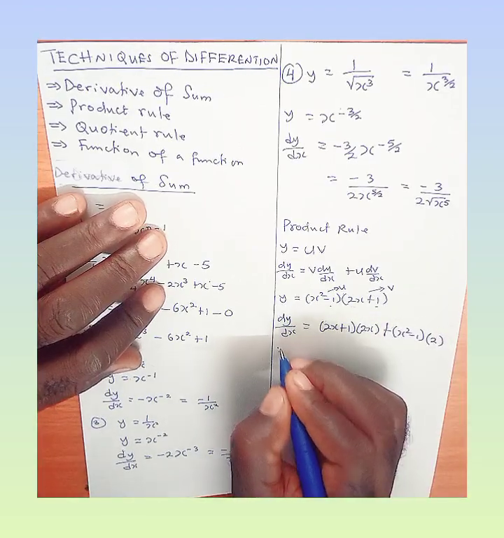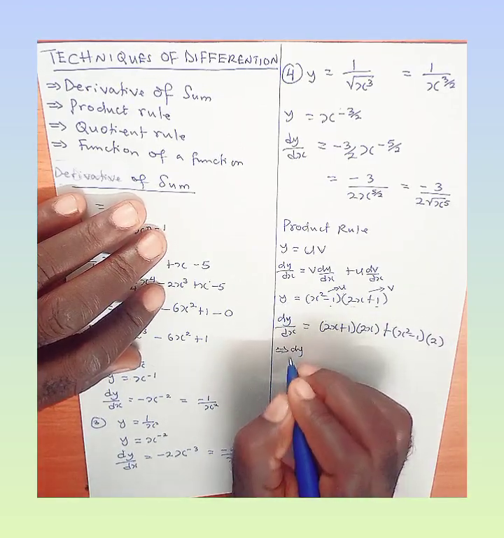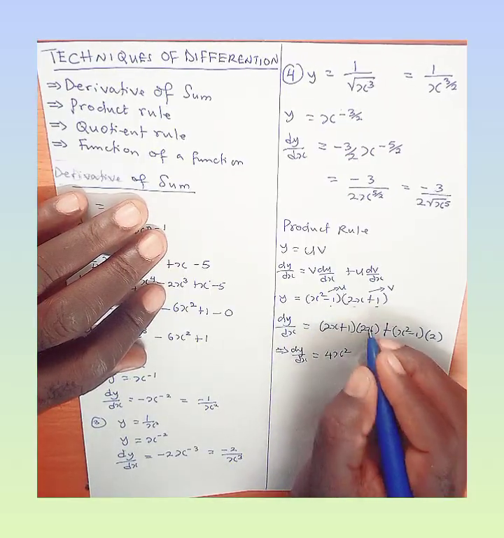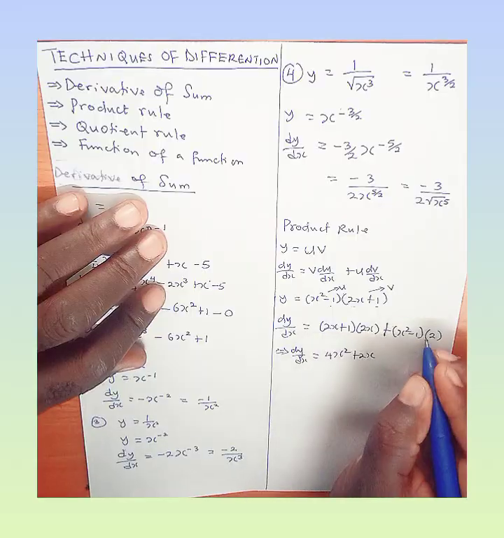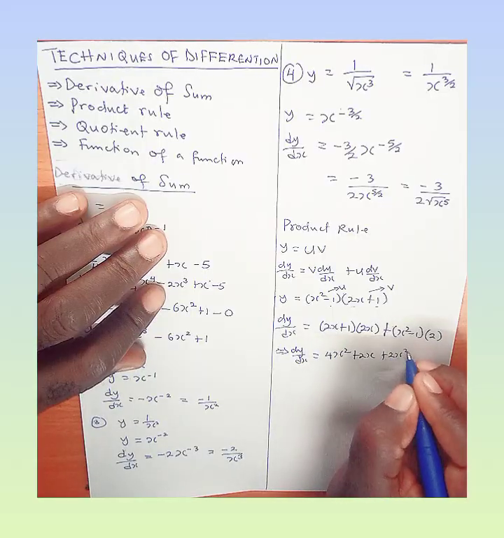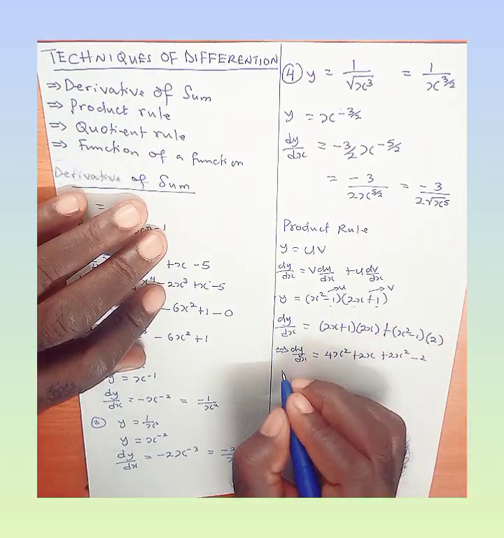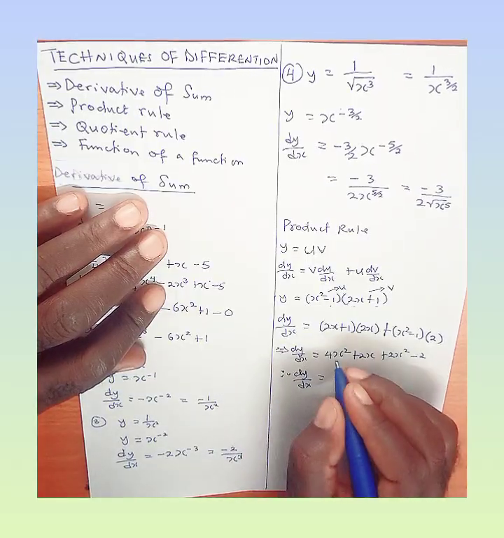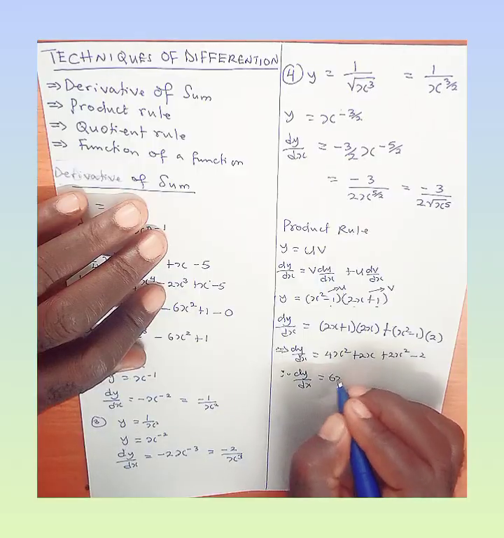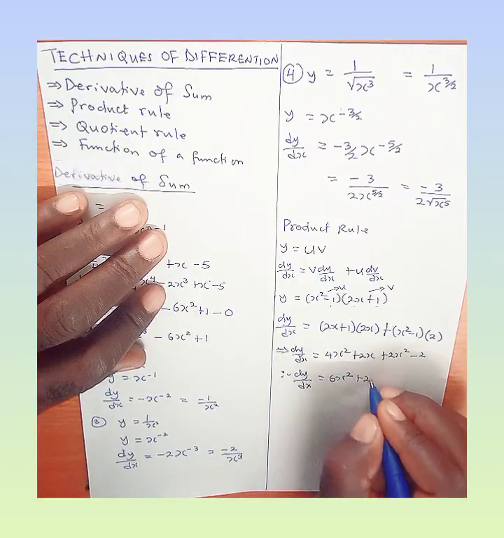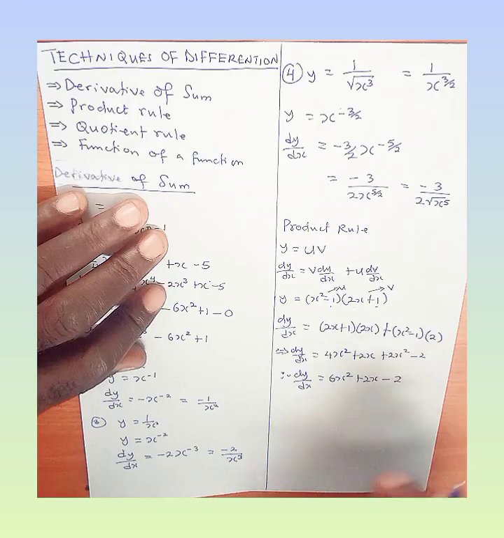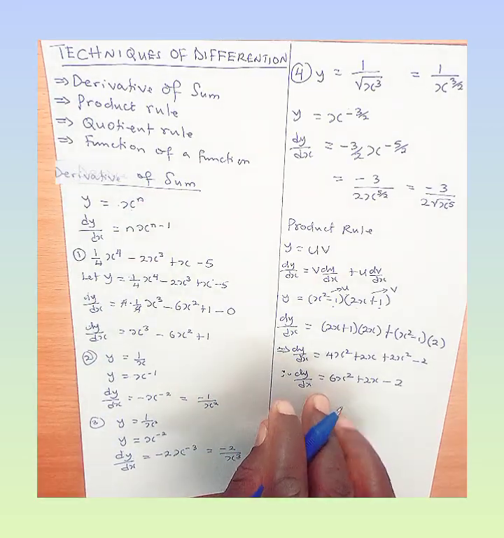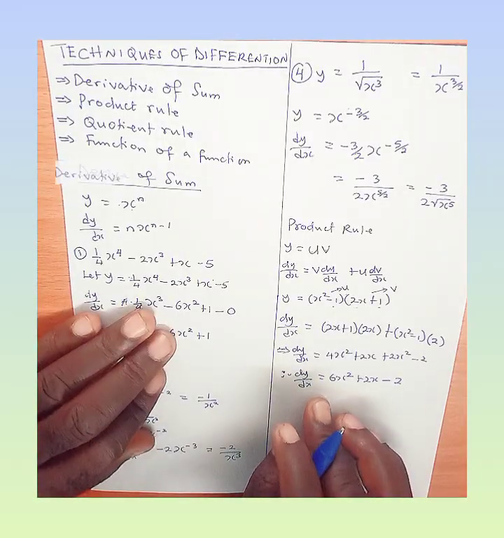Then you simplify. You have dy/dx is equal to, when we open this bracket, this will be 4x squared plus 2x, then plus 2x squared minus 2. Therefore, we have dy/dx is equal to 4x squared plus 2x squared, that is 6x squared, plus 2x minus 2. So this will give us the answer. These are the steps that you will take when you are to differentiate using product rule.